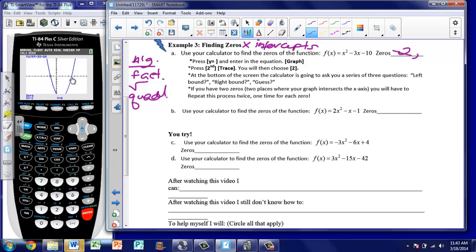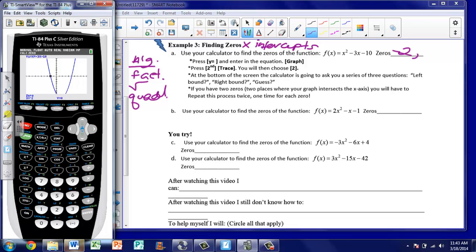Now we need to find this other one as well. So all we're going to do is that whole process again. Second, trace. We want to calculate. Choice number 2 is the zero. But this time, we need to move our target. We already know what this one is, so let's move our arrow over until we get to this other point. Here it comes. So now I want to know what is this point.